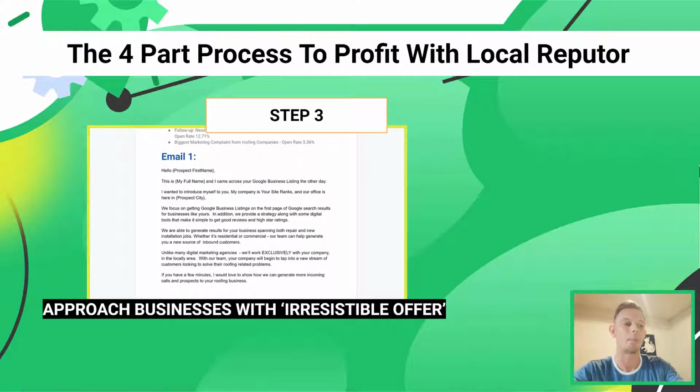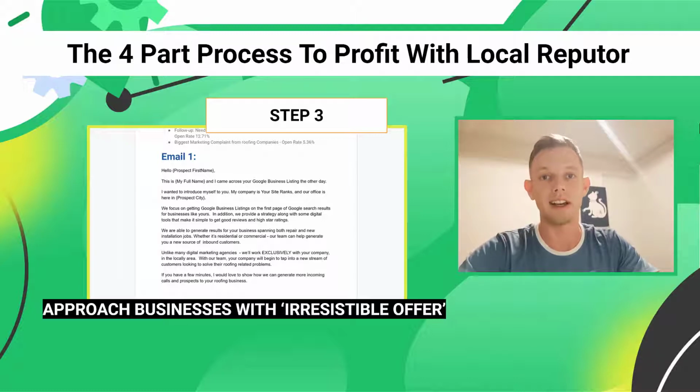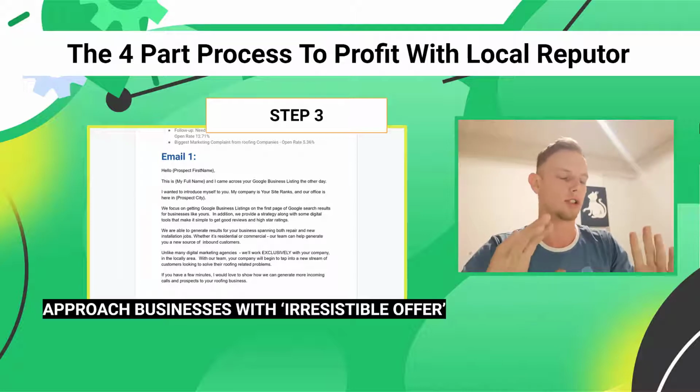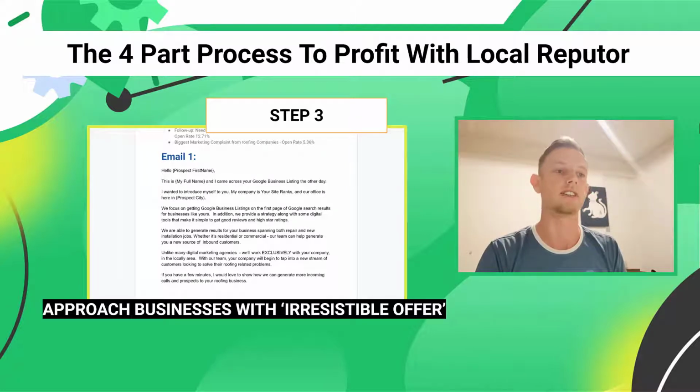Step number 3 is approach businesses with an irresistible offer. So there's many ways you can make an irresistible offer to a potential client. There's no right or wrong way. But if you haven't had your first client yet, you may be a little bit confused on what the best way is. The only con to Local Reputor is that if you just buy Local Reputor for whatever price it is, and if you don't upgrade to anything, you won't really have anything that can help you with this step, unless you upgrade to Local Reputor Pro or another upgrade called Local Reputor Done For You. And so you could upgrade to that and that will be fine, you'll be set.